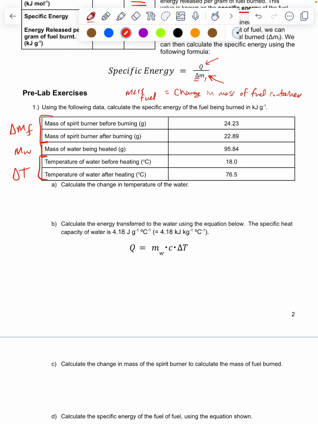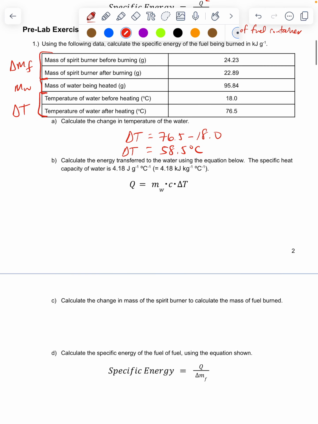So when I start off, I'm going to calculate the change in temperature of the water, 76.5 minus 18, and that gets me 58.5 degrees Celsius as the change in temperature of the water. So that's how much the temperature increased for the water. Then I can use that value to calculate the energy that went into the water. So the mass of the water was 95.84 grams.